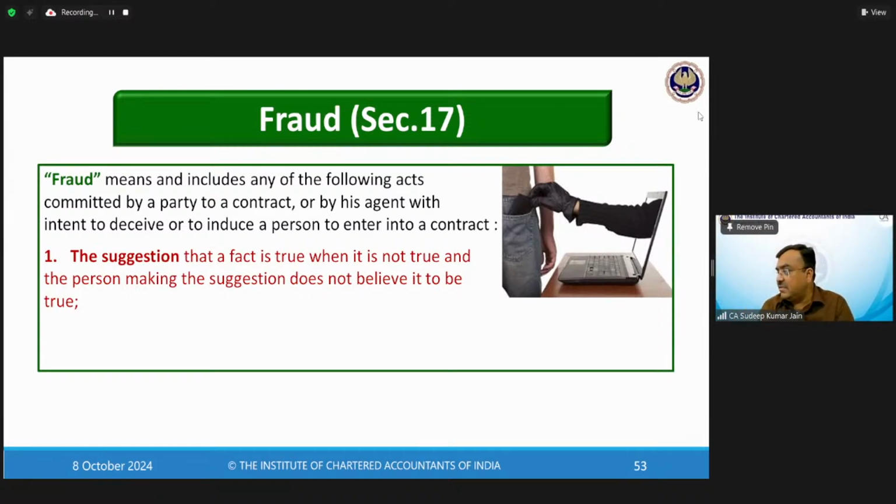Rajveer is asking, sir, what deceive means? Deceive matlab dhoka, cheat.